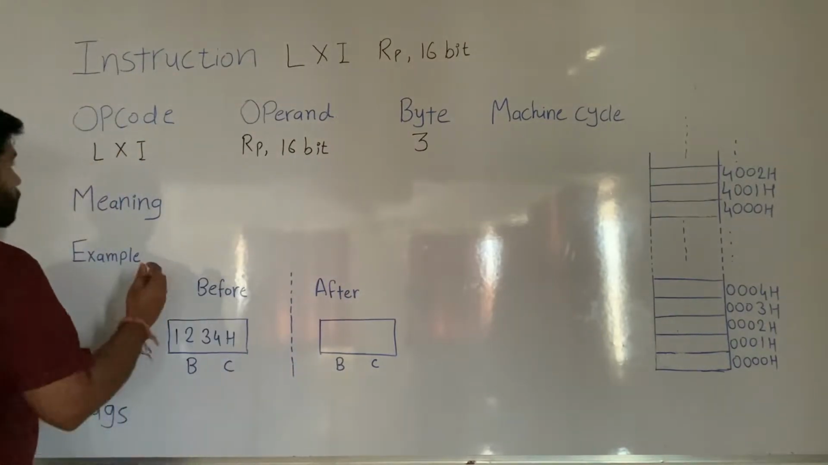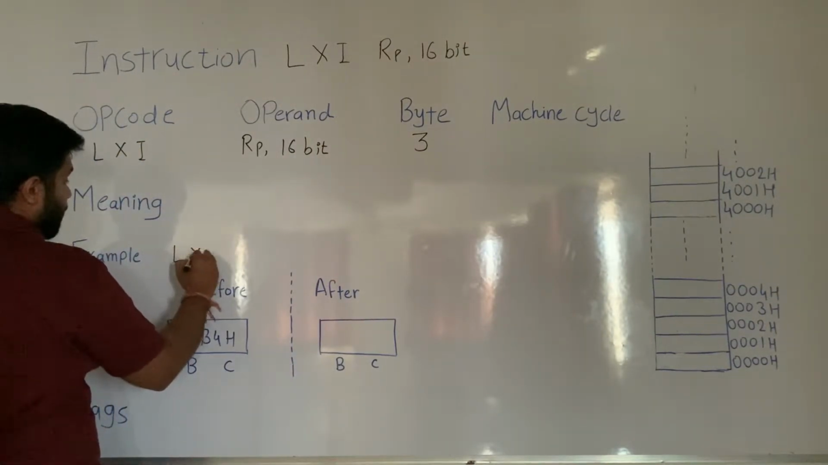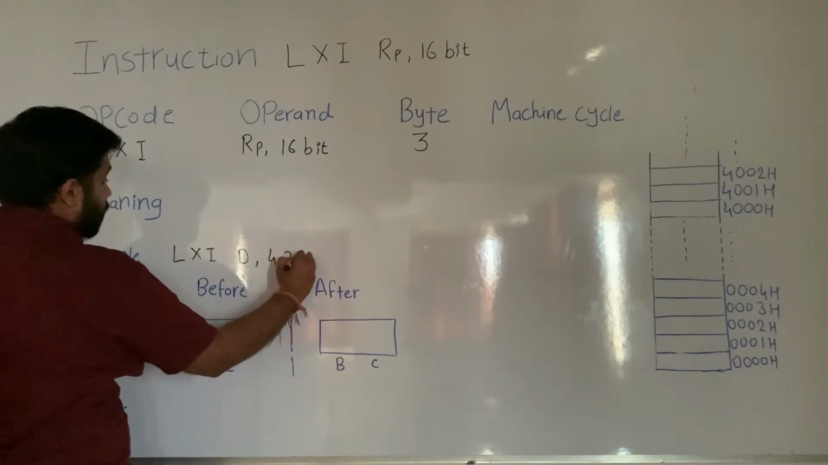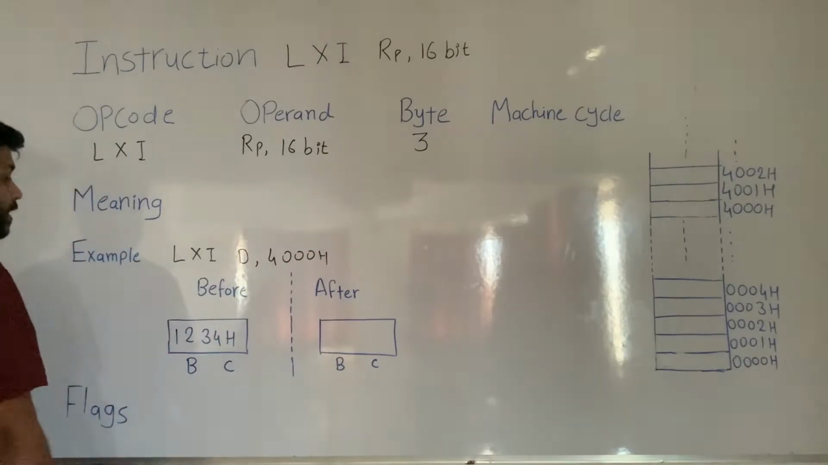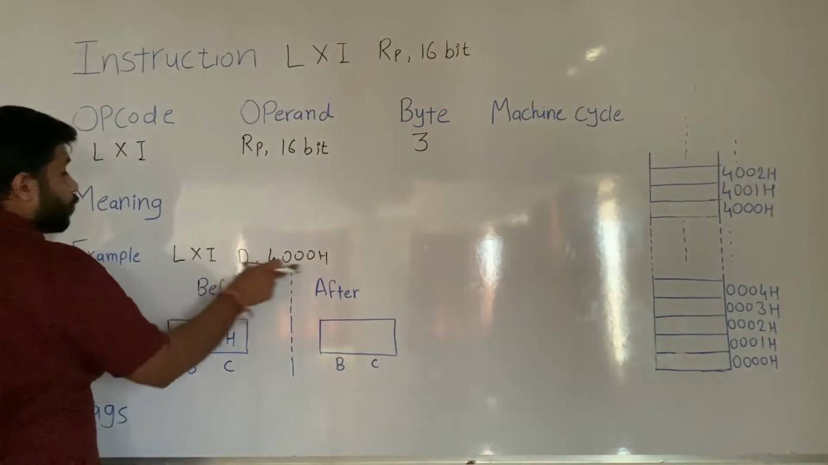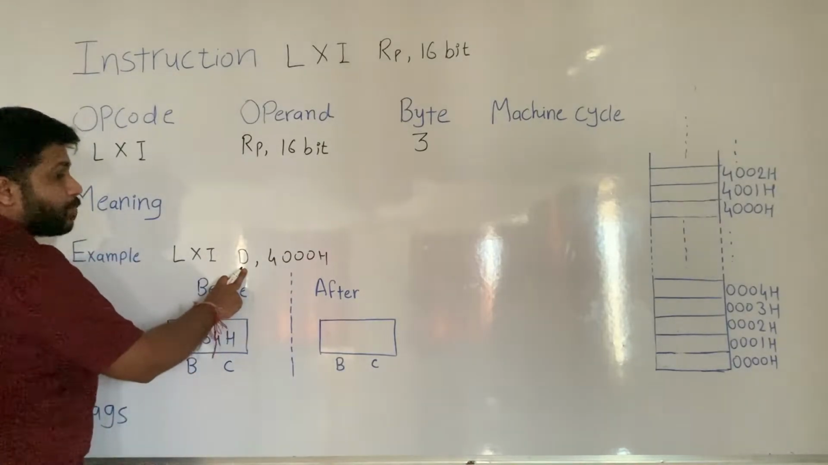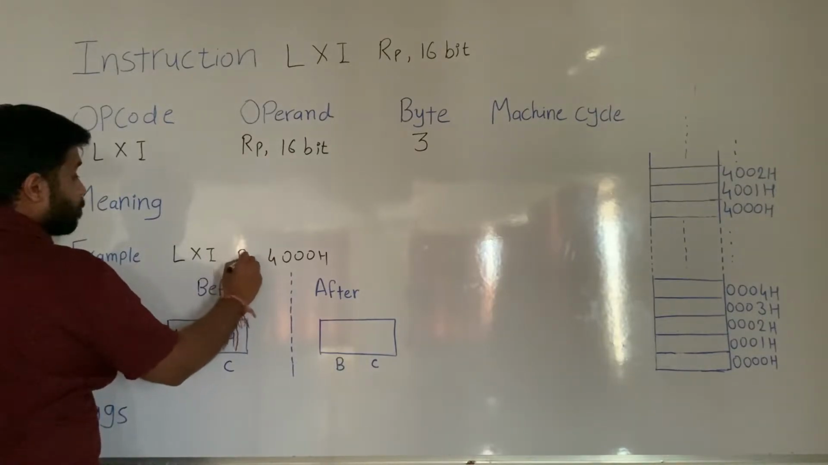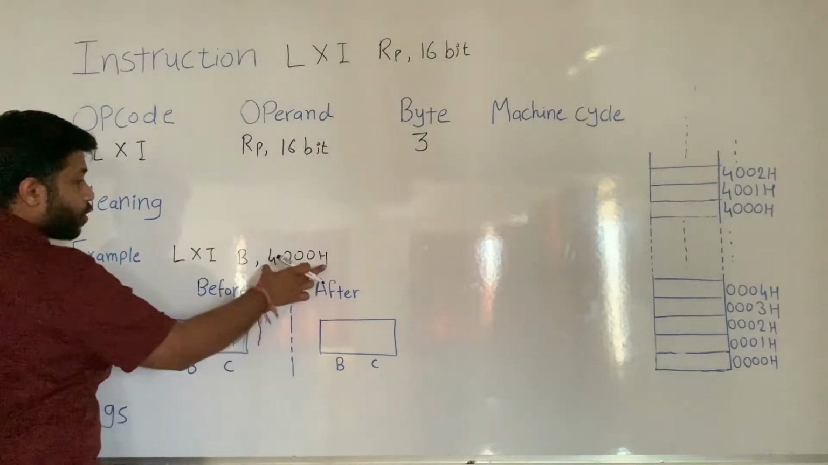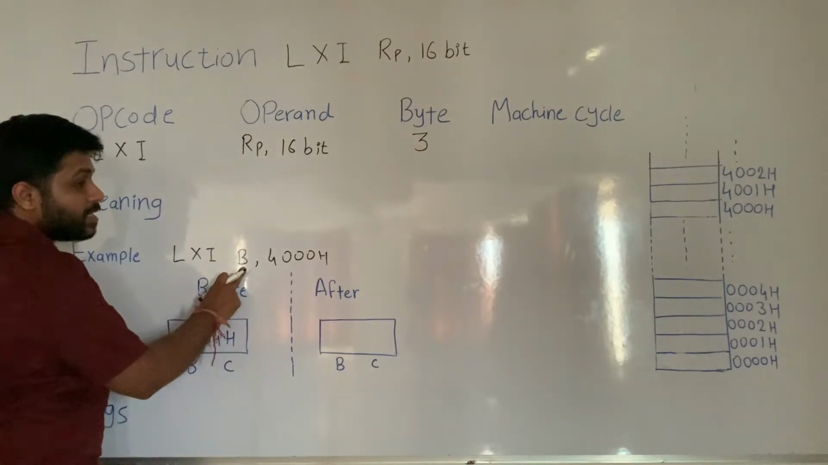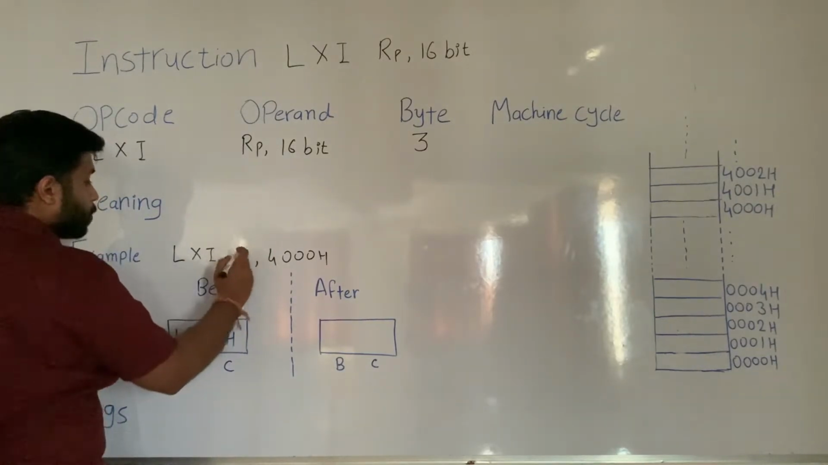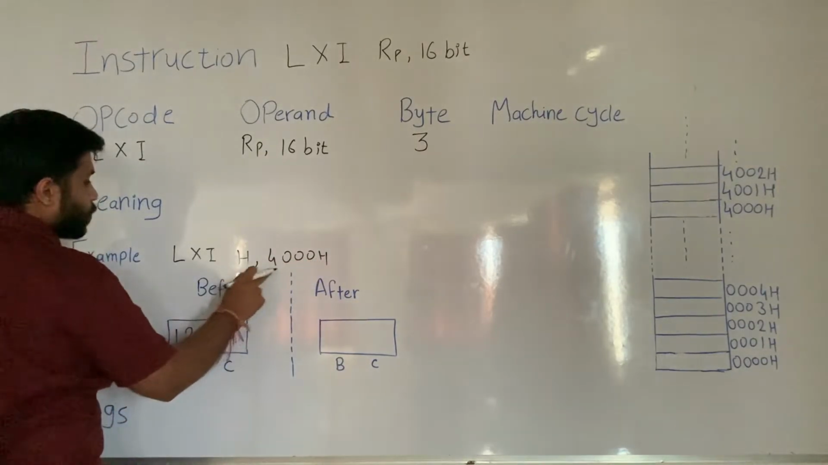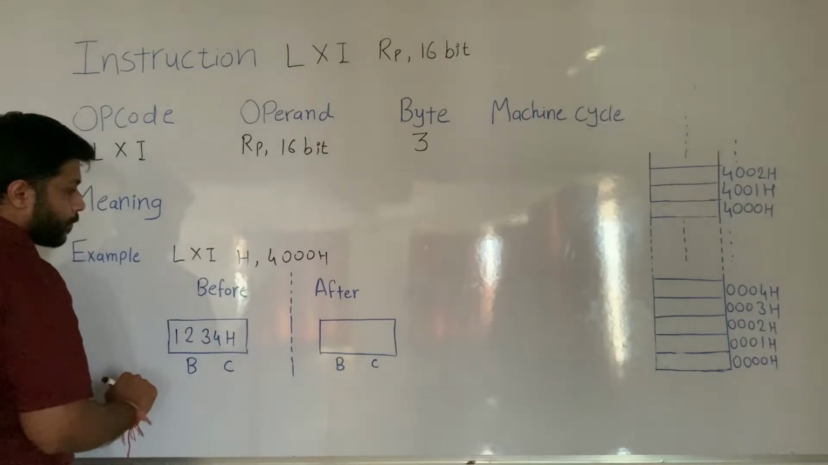Let's see one example. Suppose the example is LXI D, 4000H. It means load 4000H to the DE pair. Now if we put LXI B, 4000H, it means load 4000H to the BC register pair. You can also put LXI H. H means the HL register pair. So load 4000H to the HL register pair.